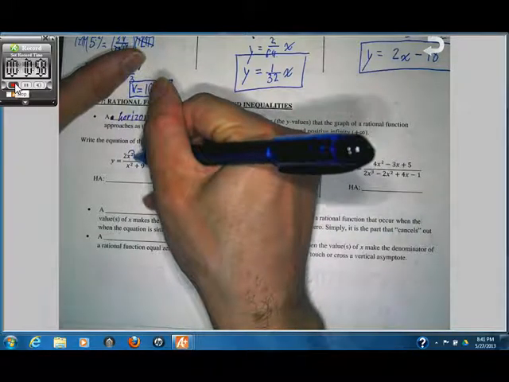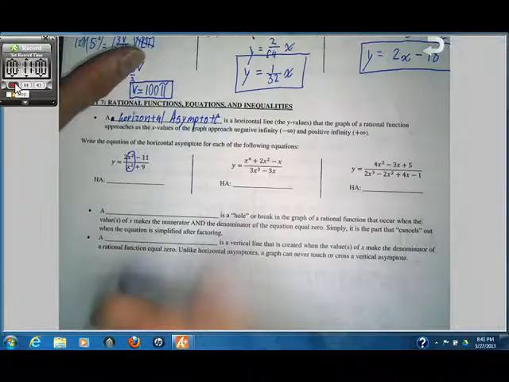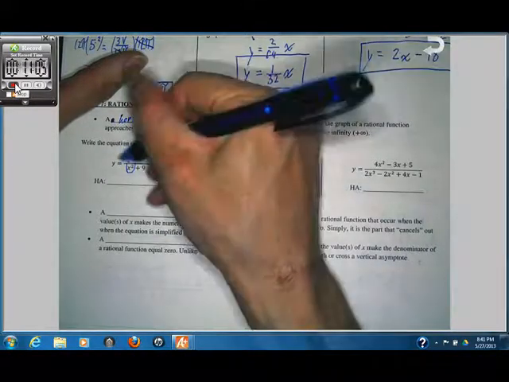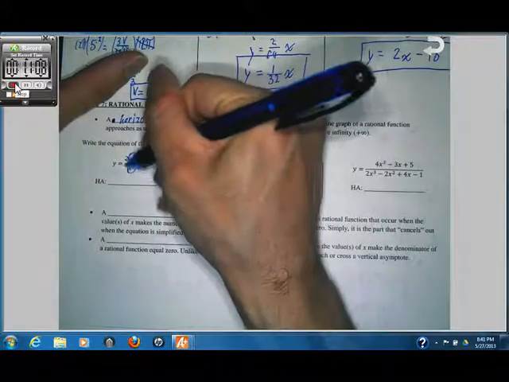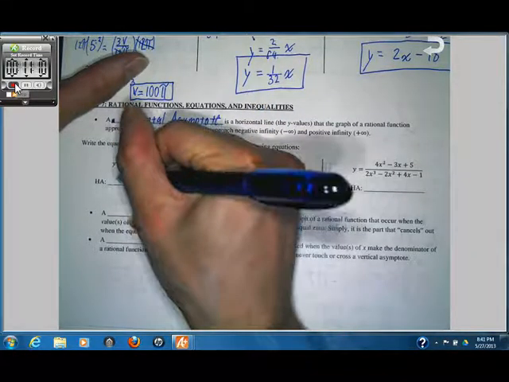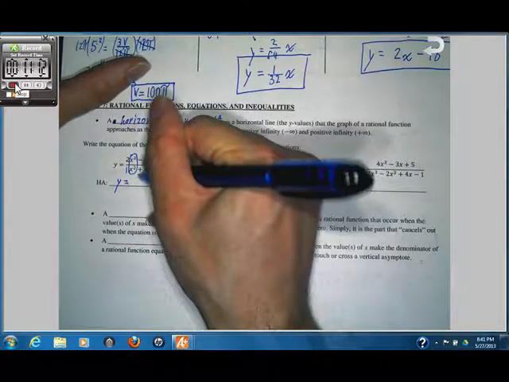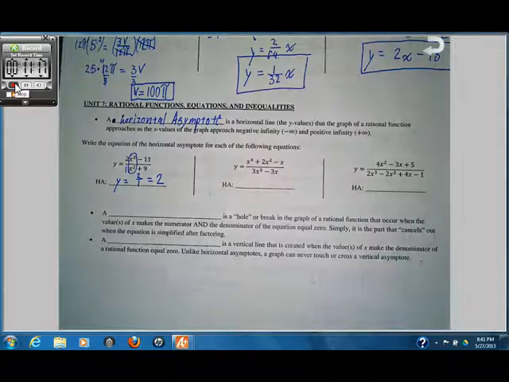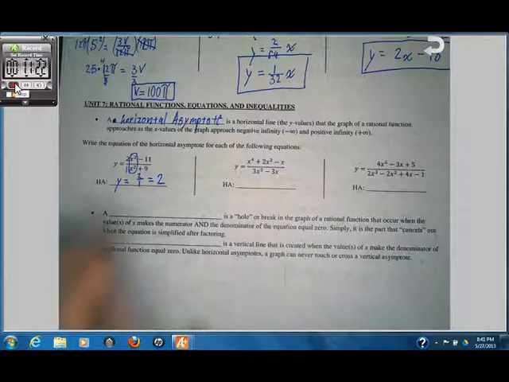Now, I'm going to do the middle one in a sec, just because it's a little bit more fun. Let's do the second one. Here we've got a second-degree polynomial in the numerator and a third-degree polynomial in the denominator. Because the degree of the numerator is less than the degree of the denominator, the horizontal asymptote is where y is equal to 0. Now, again, if all else fails, graph the stupid thing and you'll be able to see it.